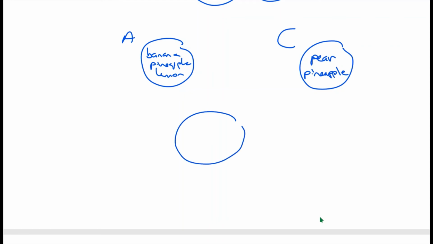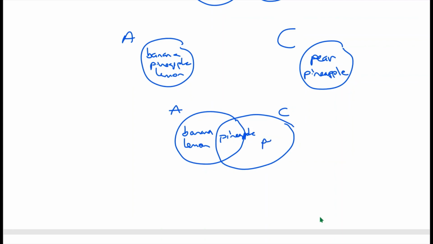So the way we would draw it as a diagram is we would have the set A intersecting with the set C. Okay, so here's A and here's C. They're intersecting. And pineapple is in both of them. So pineapple is in the middle here. Pineapple is in the section that's both in A and C. Then whatever's in A that's not in C is going to be here, banana and lemon. And whatever's in C that's not in A is going to be here, and that's going to leave me with just pear.